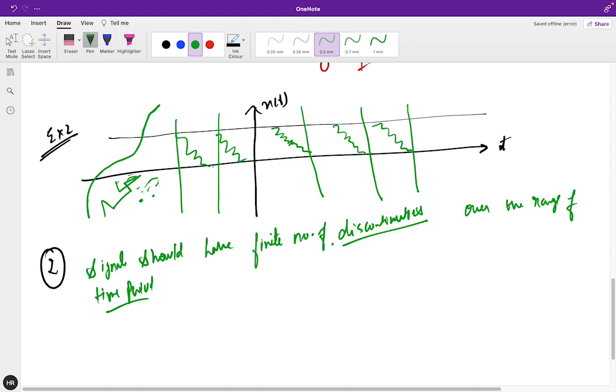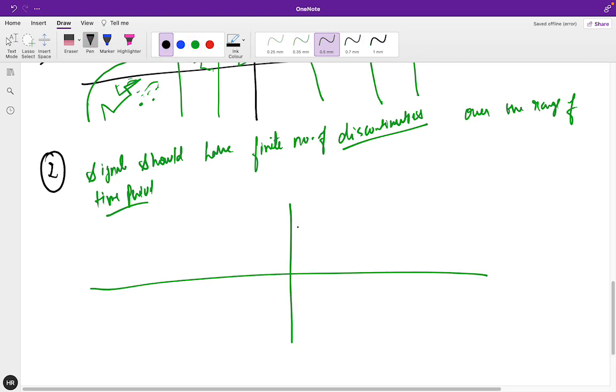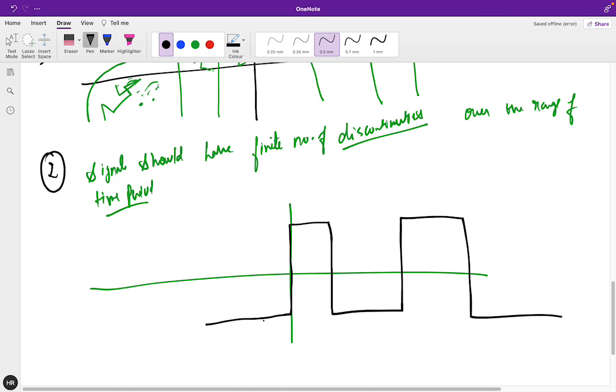Okay, so see how many discontinuities are coming in our square pulse. How many discontinuities are coming? This is 0, this is 1, this is 2. Overall time period is this, so this is your time period 2. So in 2 time periods, how many discontinuities are we getting? 2 discontinuities we are getting.